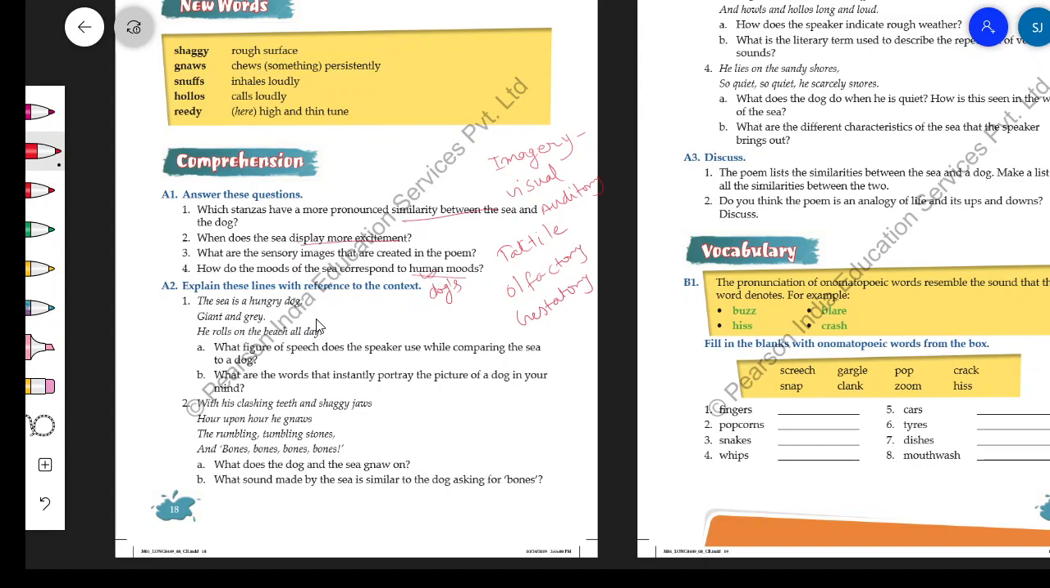Now we have got this RTC, reference to the context. So let us look at them. The sea is a hungry dog, giant and grey. He rolls on the beach all day.